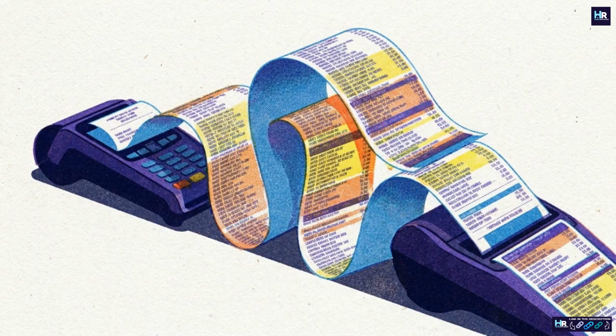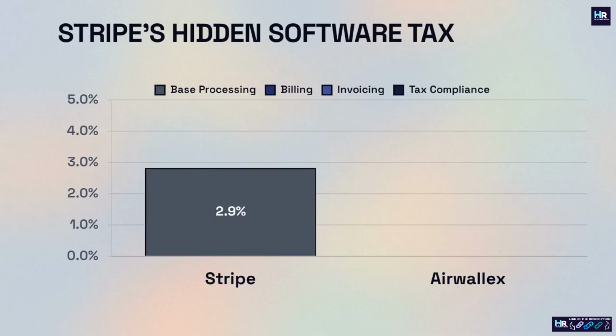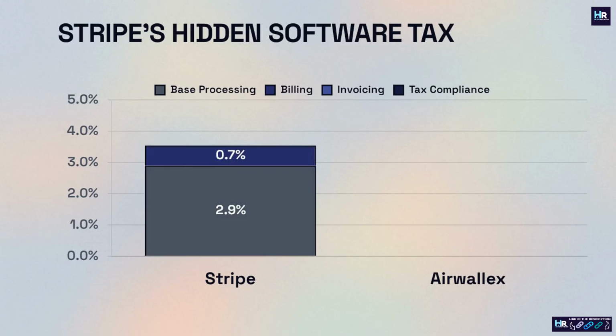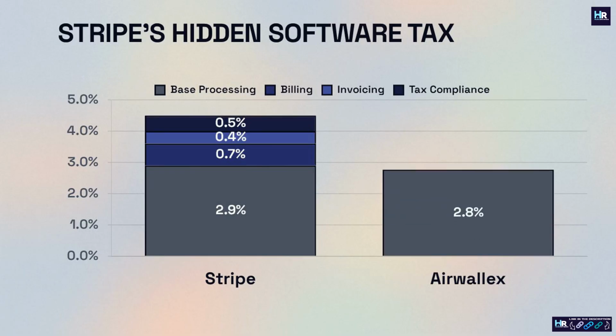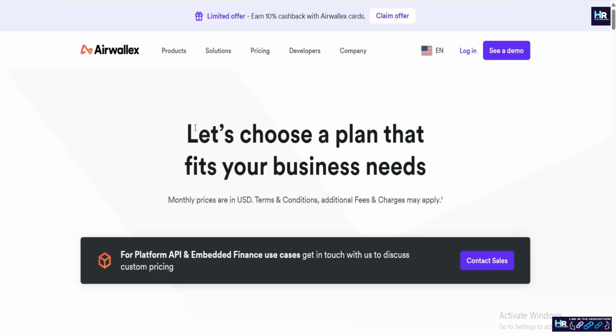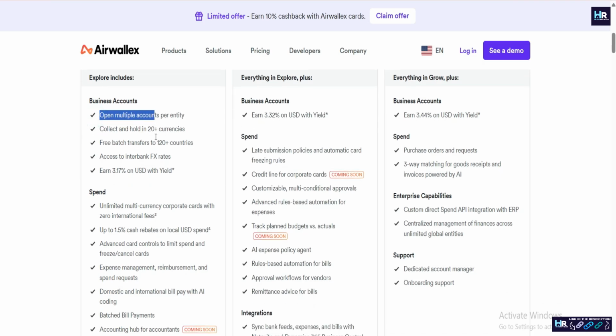Beyond transaction fees, there is a compounding software tax that often catches scaling businesses by surprise. This chart shows how Stripe's modular pricing builds up. You start with base processing, then add a 0.7% fee for billing, 0.4% for invoicing, and 0.5% for tax compliance. Airwallex takes a different approach. Their billing and subscription management software is included in their base plans at no additional cost. On a $100,000 monthly volume, the total cost difference between Stripe's full stack and the Airwallex Treasury model is significant. Airwallex uses its software to secure higher FX volume, which results in a much lower total cost of ownership for you.